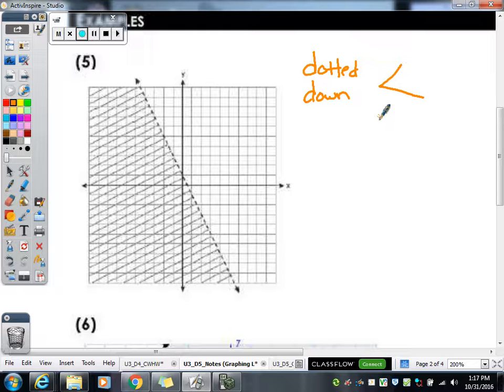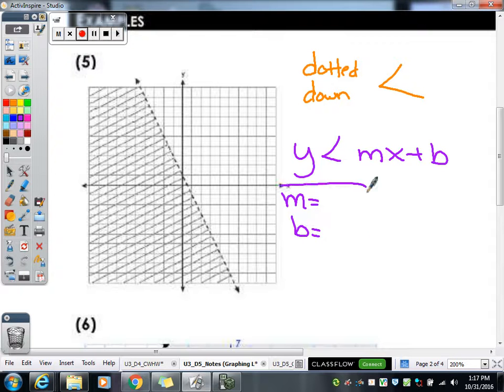Okay, so I'm going to start writing my equation. Y is less than, and I'm just going to put mx plus b here. And then over here I'm going to give my m and my b, and then I'm going to rewrite my line. This is the work the Regents want you to show.